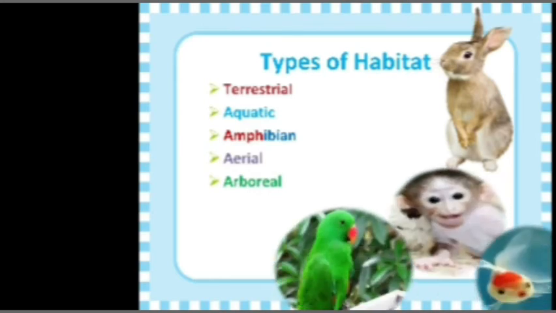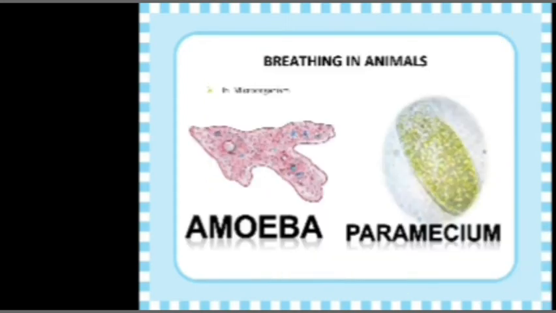So you can see these animals. Rabbit is a terrestrial animal. Parrot is an aerial animal. Monkey is an arboreal animal. Fish is an aquatic animal.